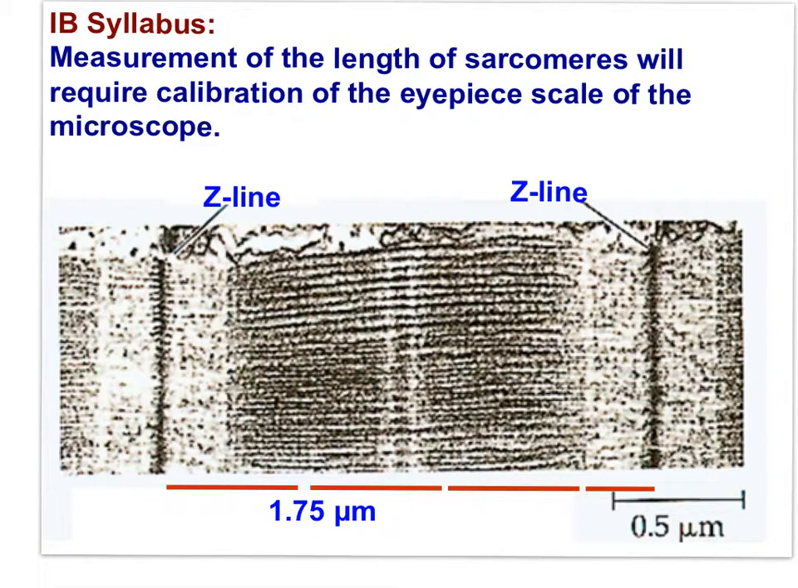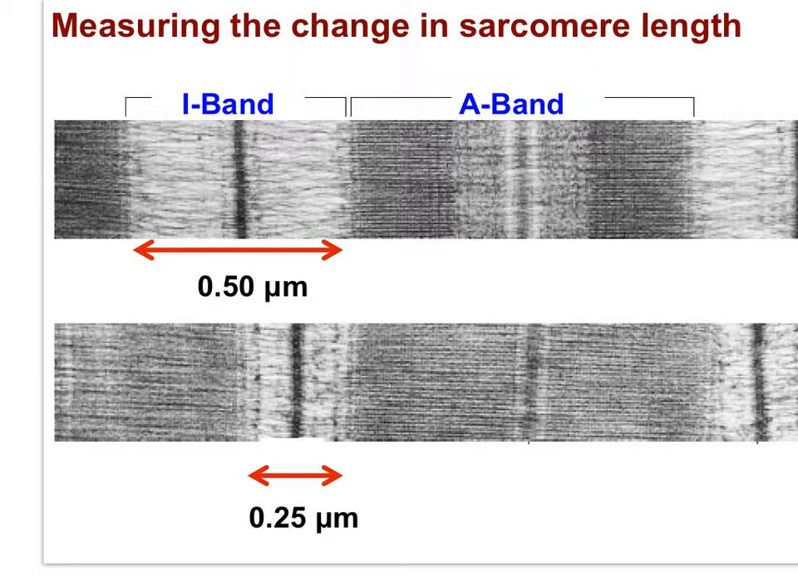You can see the width of the full I band, each side of the Z line, is about 0.5 micrometers. I've used this scale line to define the length of the sarcomere as approximately 1.75 micrometers. In this micrograph, the top image is an uncontracted sarcomere, Z line to Z line, and the scale for the I band on either side of this Z line is given as 0.5 micrometers.